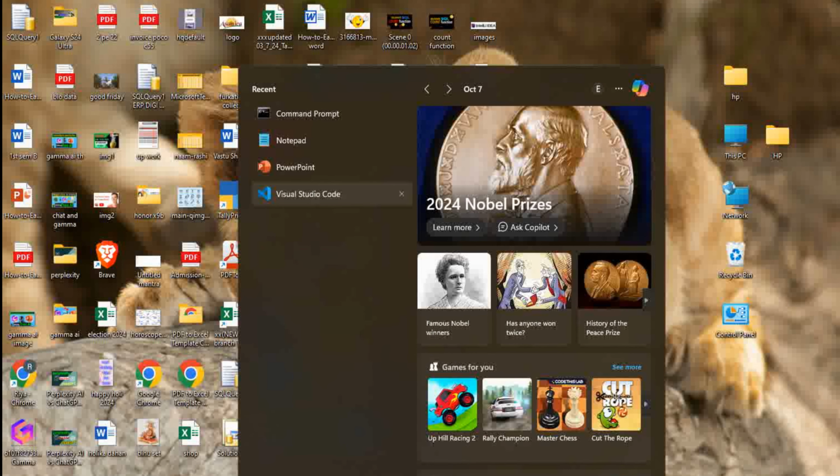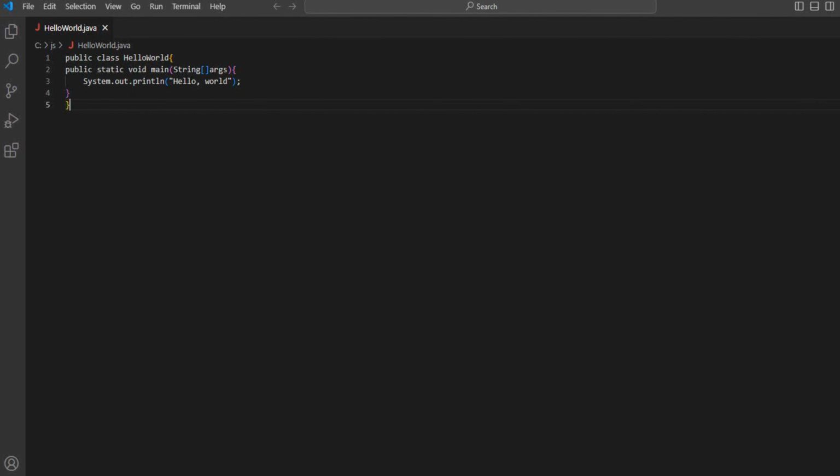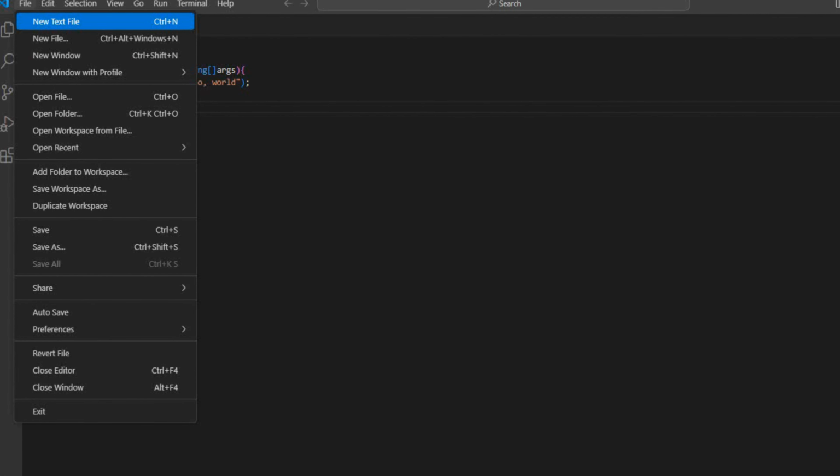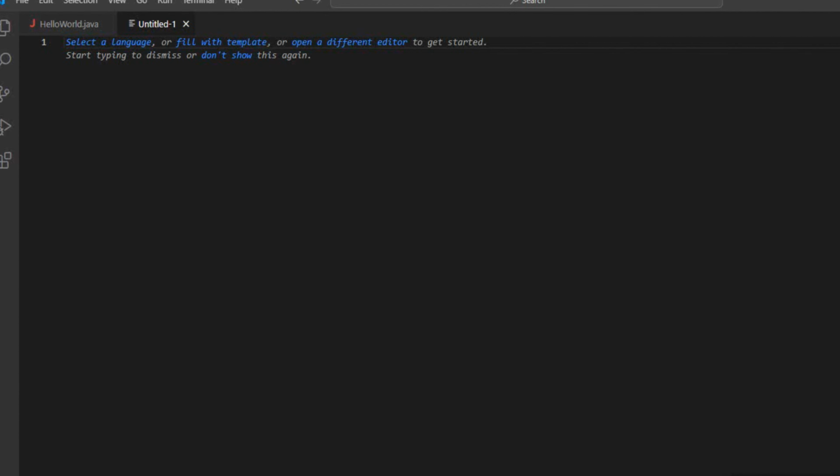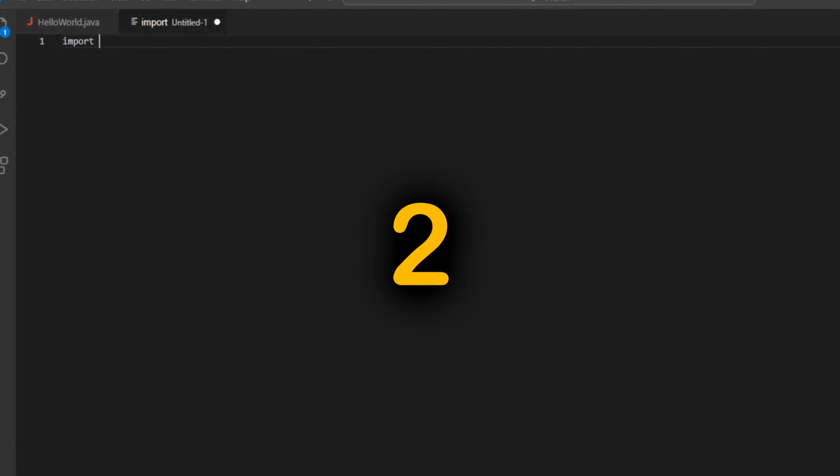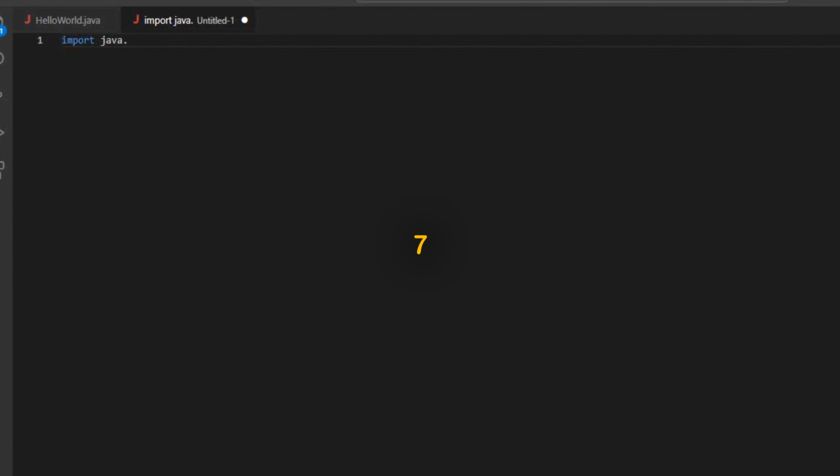First, what is a prime number? It's a number that is greater than 1 and only divisible by 1 and itself. For example, numbers like 2, 3, 5, and 7 are all prime numbers.